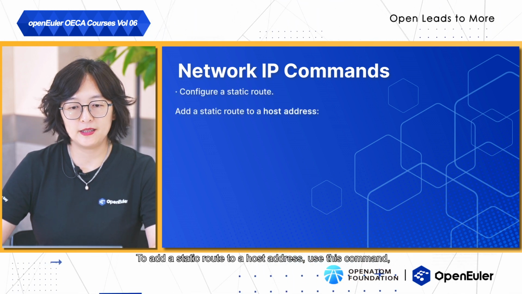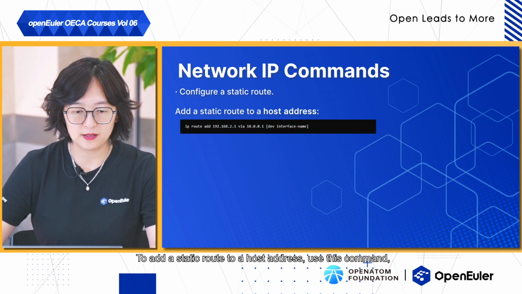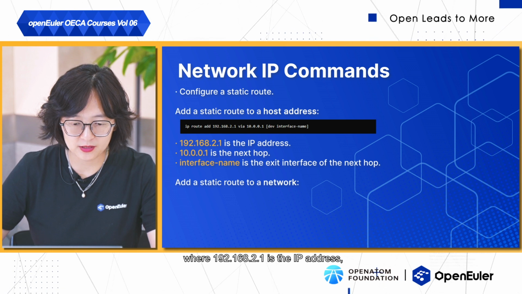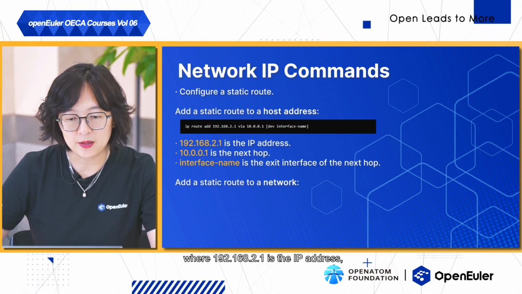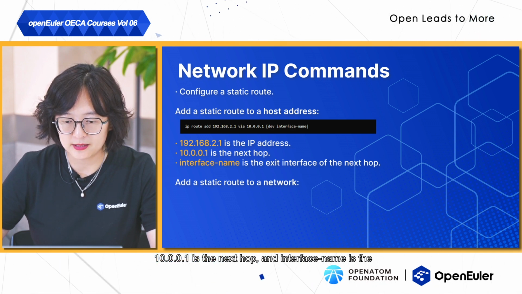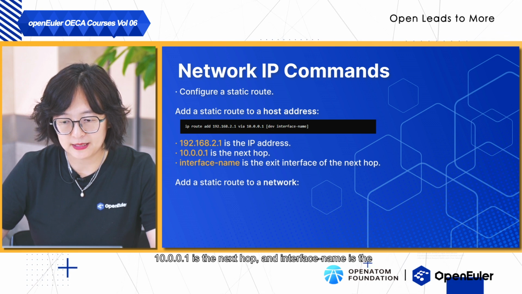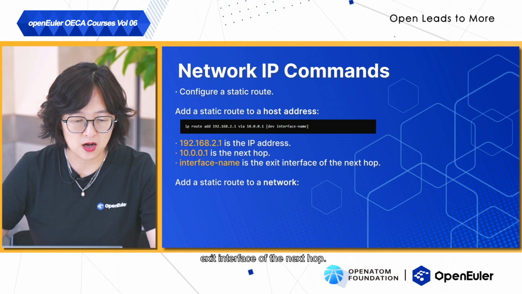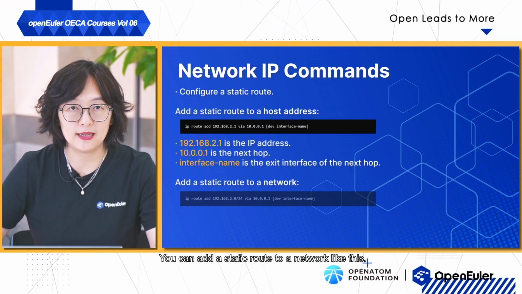To add a static route to a host address, use this command. Where 192.168.2.1 is the IP address, 10.0.0.1 is the next hop, and interface name is the exit interface of the next hop. You can add a static route to a network like this.